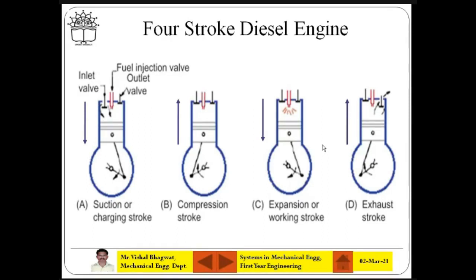CNG, any idea, sir? 45. Very good, 45 to 50. 45 to 50 what? Rupees. But rupees per what? Per kilometer? Per kg. Yes, there is only a small difference. Normally you measure the cost of diesel and petrol in rupees per liter, and for LPG and CNG it is 45 to 50 rupees per kg.